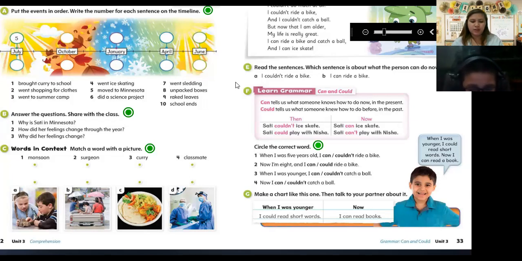You can just write two, just like the one in the example.